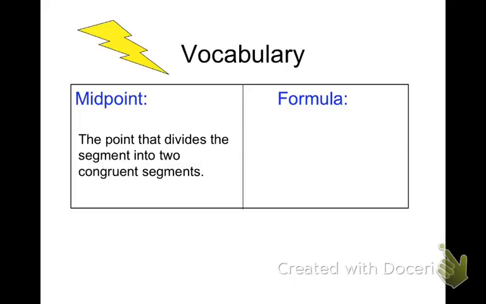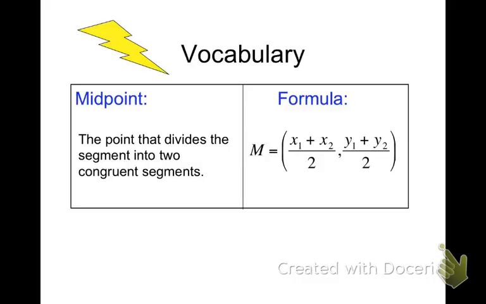Okay. All right. So now we've got a formula for finding the midpoint. Do you need to memorize these formulas? Yes, you do need to memorize these formulas. Okay. It's not a very hard formula. It looks complicated, but it really isn't.